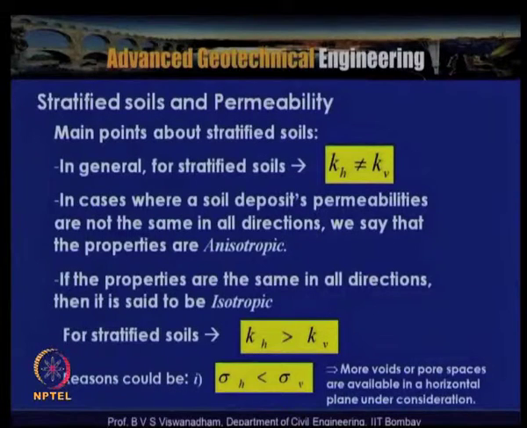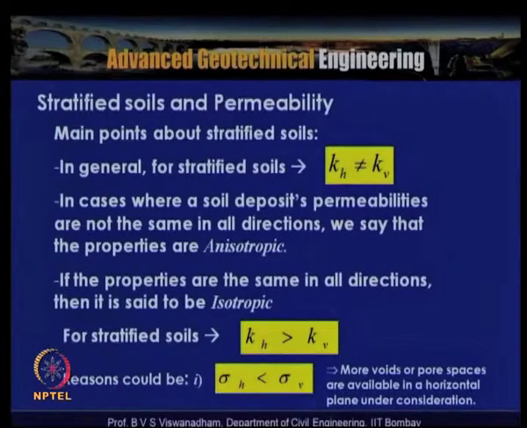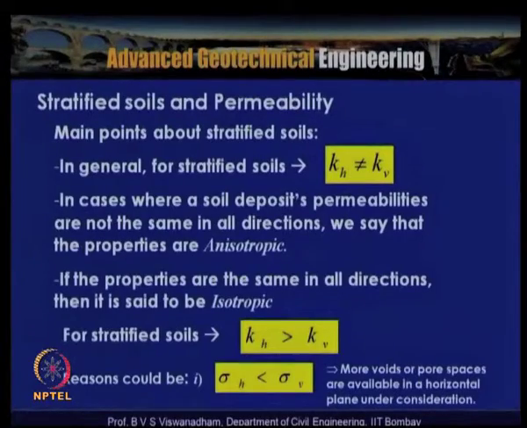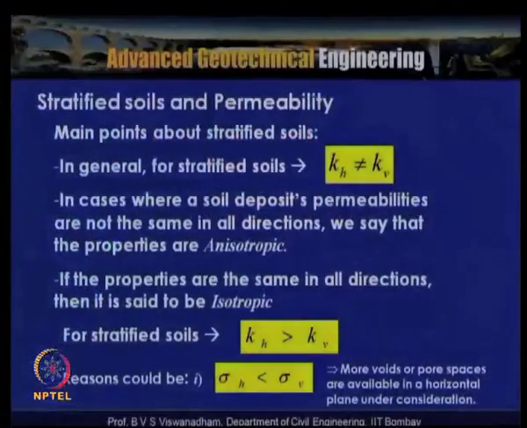The main point about stratified soils that we should understand is that, in general, Kh is not equivalent to Kv. When the horizontal permeability is not equivalent to the vertical permeability, we say that the soil is anisotropic in nature. Where a soil deposit's permeabilities are not the same in all directions, the properties are anisotropic. If the properties are the same in all directions, it is called isotropic.